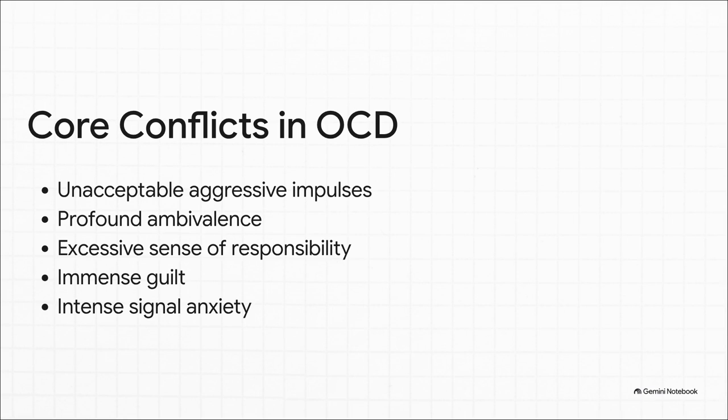Well, developmentally, we often trace this back to early battles for control and autonomy with caregivers, often conceptualized around the anal stage. The child's natural aggressive or defiant impulses are met with strict prohibition, which leads to the internalization of an incredibly harsh, punishing superego. So later in life, when an unacceptable aggressive impulse arises, it violently clashes with this superego. This massive collision generates profound ambivalence, immense guilt, an exaggerated sense of responsibility, and intense signal anxiety. Basically, the ego sounds the alarm because something forbidden is trying to break through into consciousness.